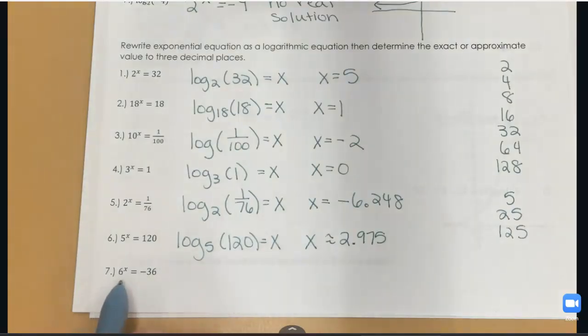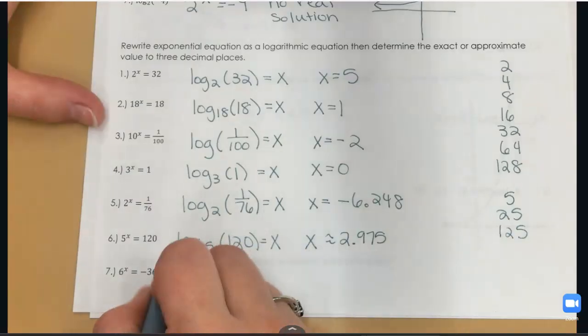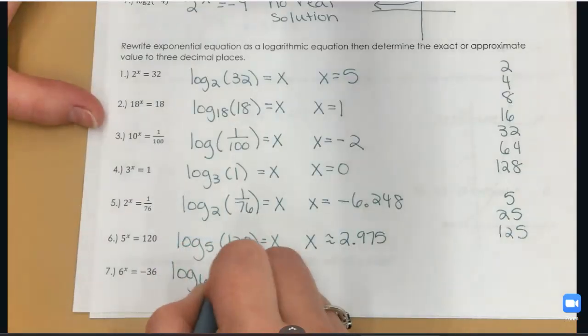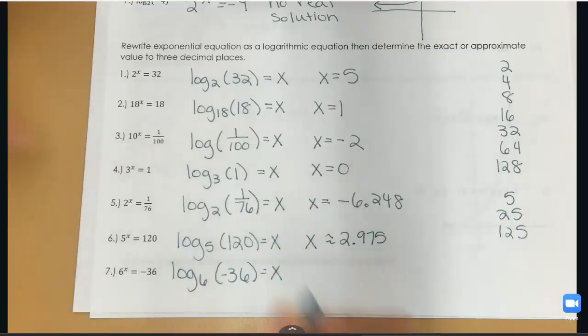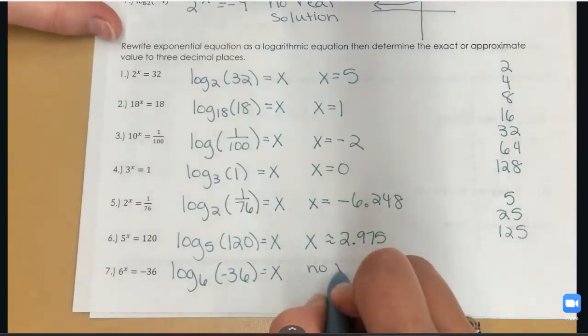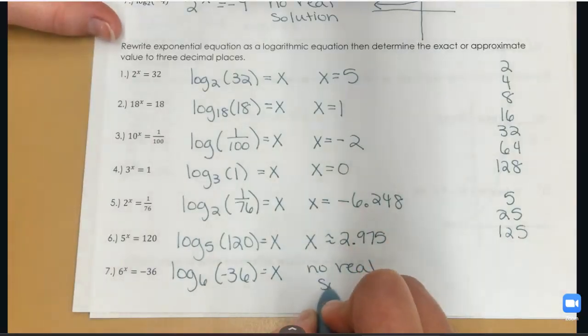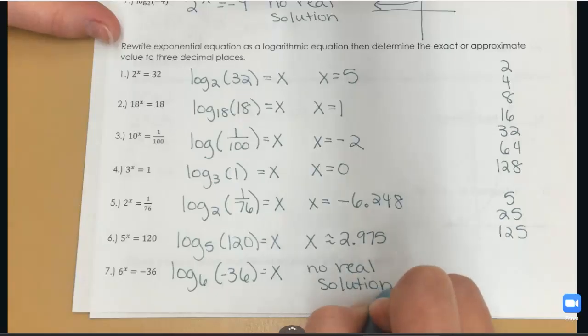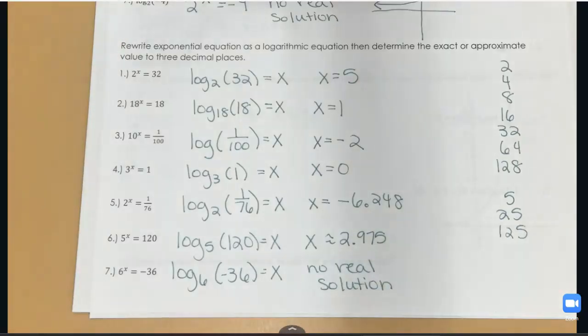All right, lastly, 6 to the x equals negative 36. That means log base 6 of negative 36 is equal to x. So what makes 6 to some power equal to negative 36? Well, again, that's going to be no real solution. I don't have an exponent that will change my positive base into a negative value.